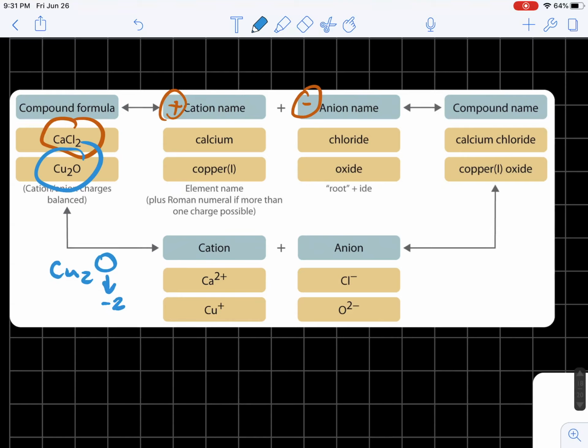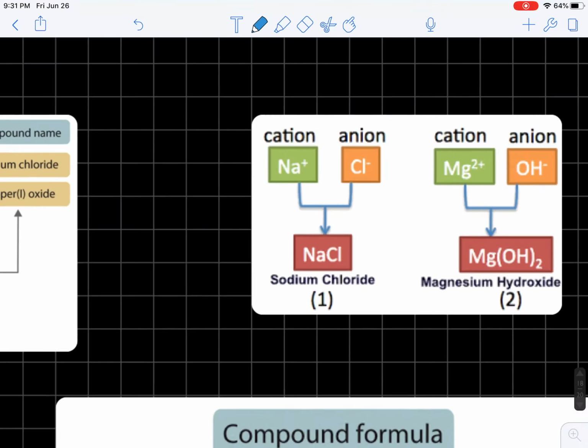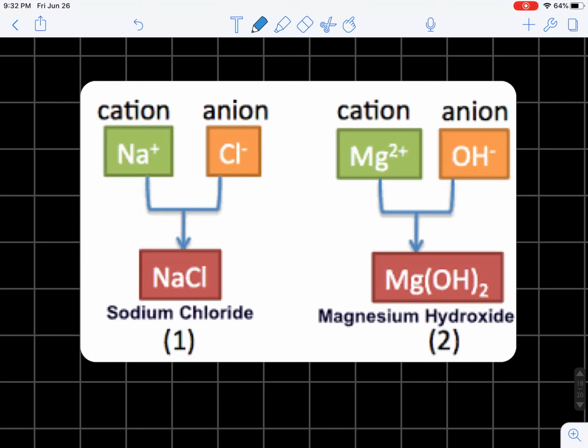Again, what's the charge on oxygen? Always group 16, -2. So that means that all of the coppers have to add up to be +2, and there's 2 of them, so each copper is actually +1. Total charge +2, but each copper is +1. So they're going to call this copper 1 oxide. Again, pretty easy. Here's the even easier ones.